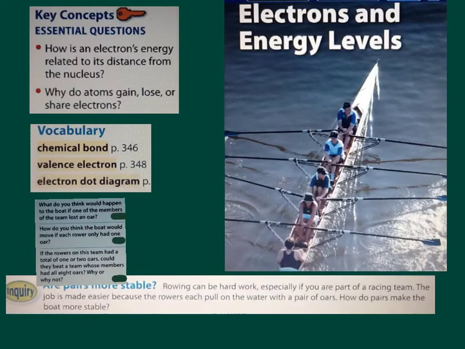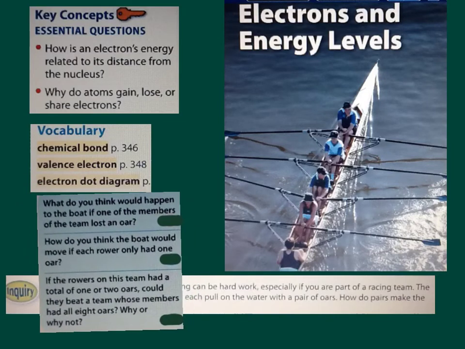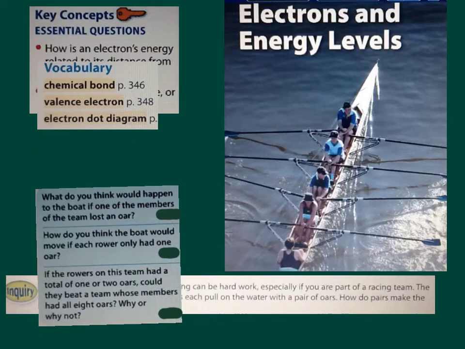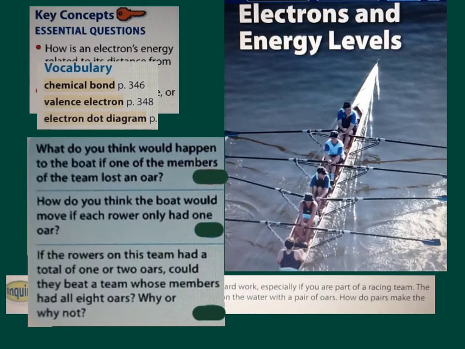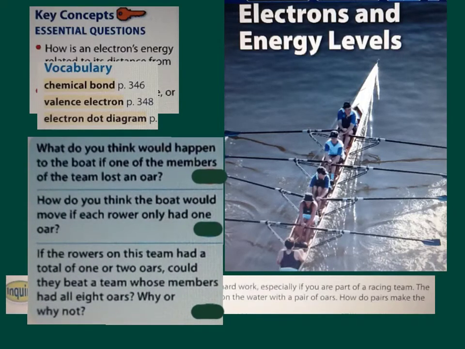Now, you are picking one. Picking one of these three questions to write in your science journal and answer from this information. Okay? What do you think would happen to the boat if one of the members of the team lost an oar? So if you're looking here and only say this person right here lost this oar, what would happen to the team? What would happen to the boat?